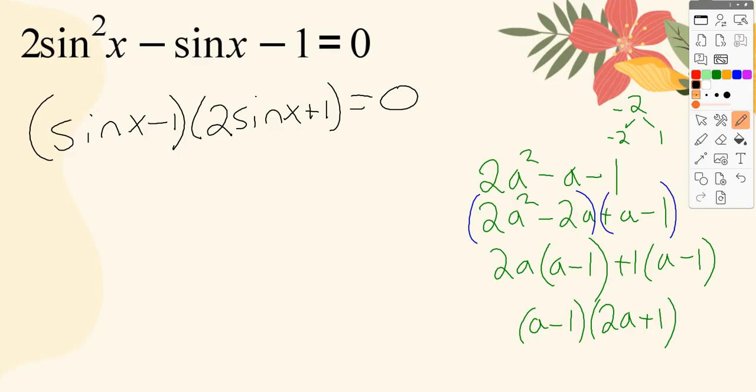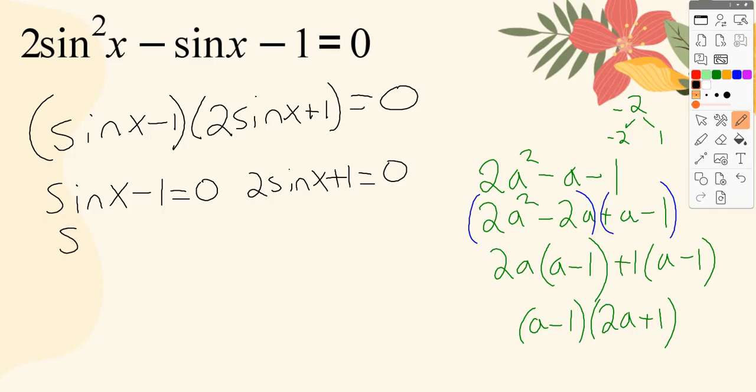Now, once I have it factored, remember that I can set each of those factors equal to 0, and we create 2 little equations that we can do our opposite operations with, like we've been doing. So how do I get my sine by itself on the first one? Add 1. How do I get my sine by itself on the second one? Subtract 1 and divide by 2. Cool. Now, is 1 a value on my unit circle?